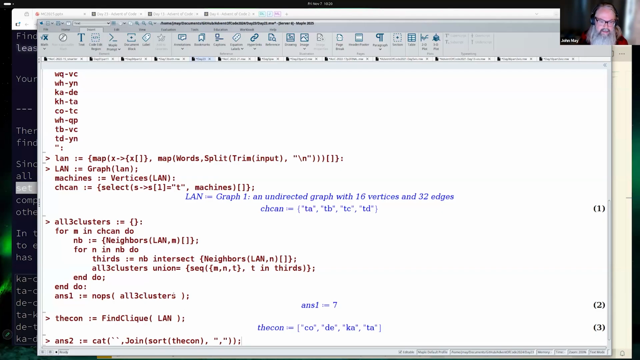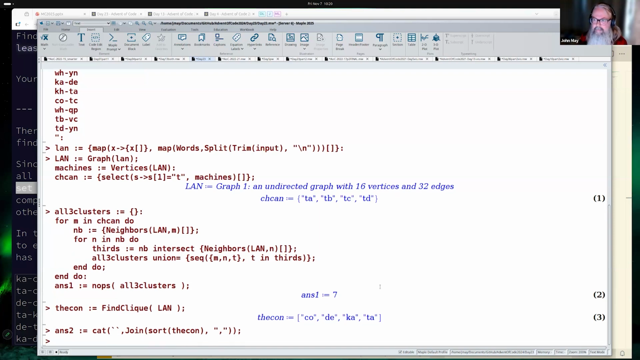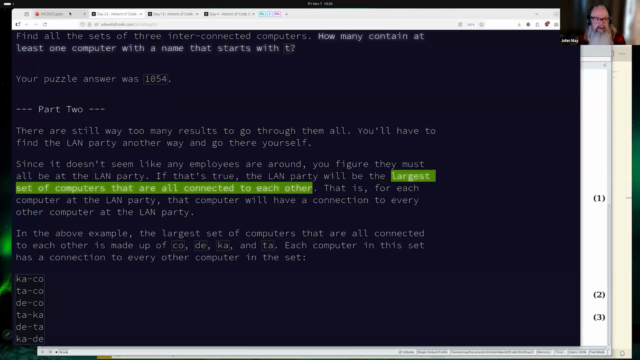I did get a cheat on the second part. I got a Maple cheat because I have a maximum clique command that works very quickly on this case. It's a hard problem in general, but this is a tractable size. And so that solves it easily. But then that gave me immediately a feature request that I logged to Jira.